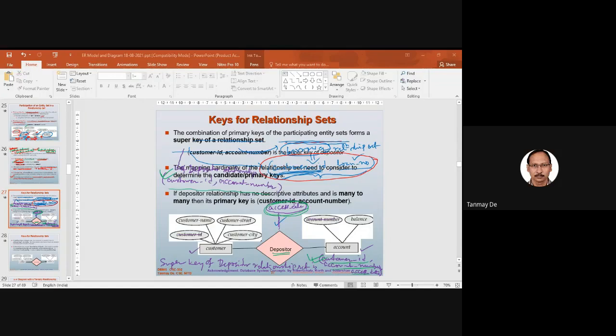But if this is not many to many to many, then what will be the meaning? Suppose there is one arrow there. What is the meaning of the cardinality? Many to many on this side, employee to branch, and the job side is one. Now the work-on relationship, the work-on relationship set.